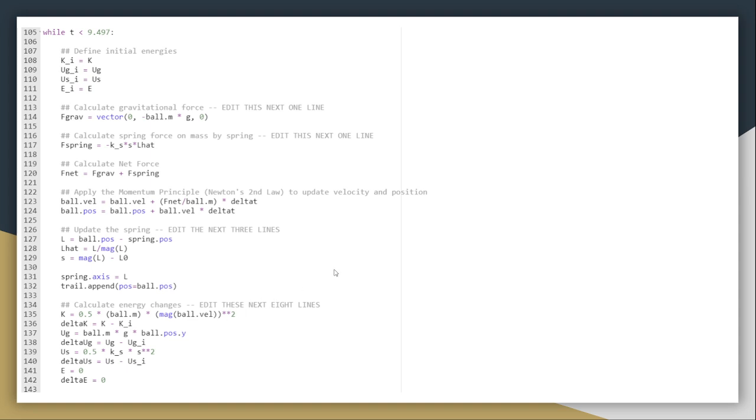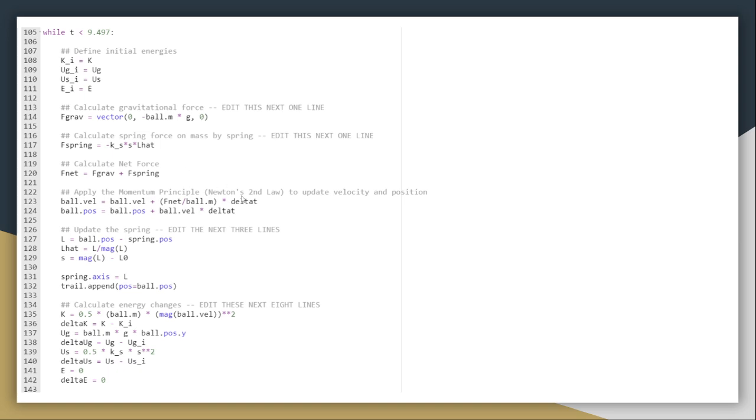and here's the while loop that shows the motion of the oscillation and how energy changes during oscillation. The force of gravity was set to negative mg in the y direction. Force of spring was set to negative spring constant times the distance times L hat, and F net was set to force of gravity plus force of spring.